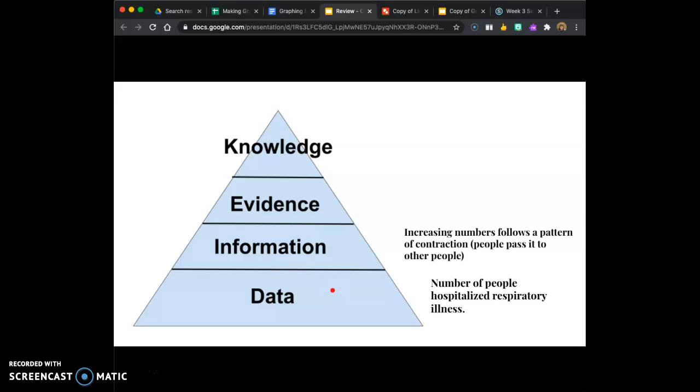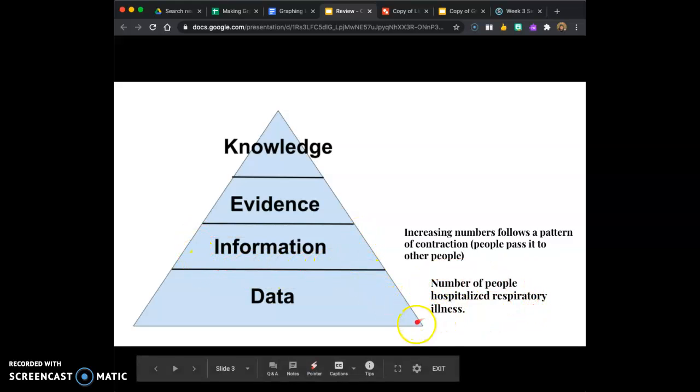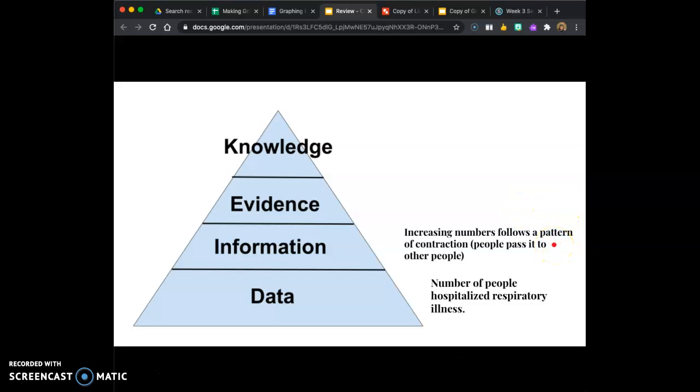As time goes on, those numbers increased, and it followed a pattern. That pattern was how people pass it to other people. In other words, contraction. So now we have some more information. We don't just have numbers of people hospitalized. We have those people and their illnesses follow a pattern. We're seeing some similarities between them, connections.